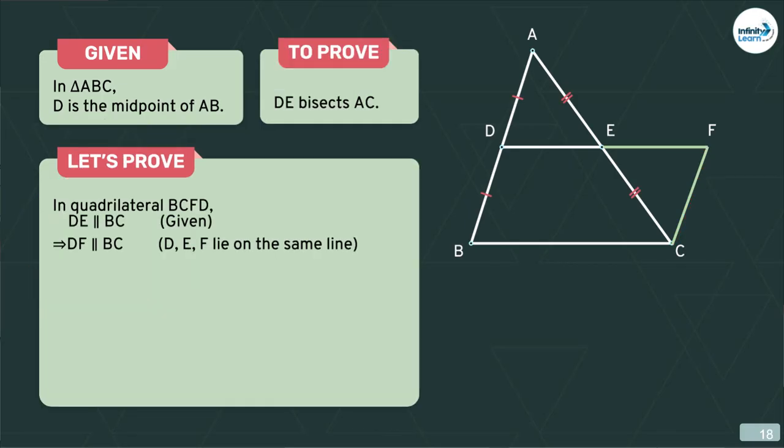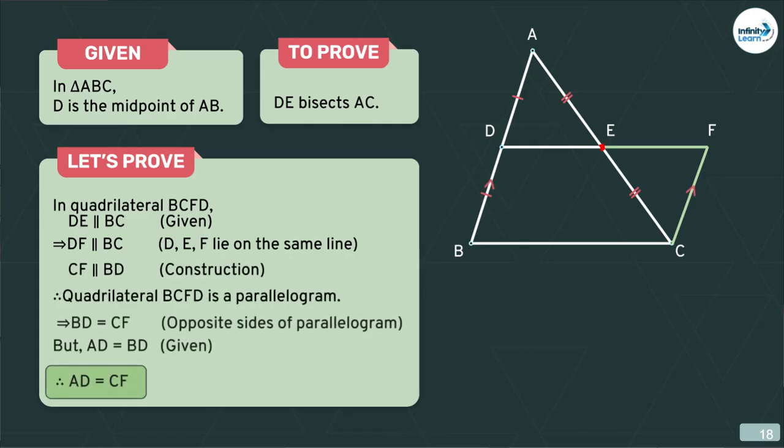देखो, what we have to prove? We have to prove E is the midpoint of AC. How we are going to prove this? For example, AD is equal to CF. Okay, अपन दूसरे तरीके से करते हैं.